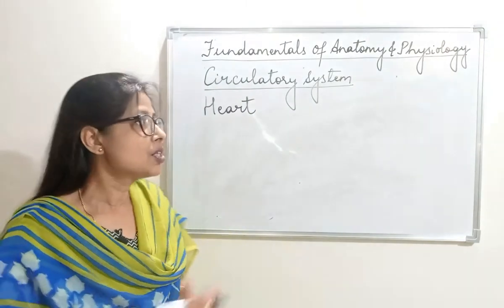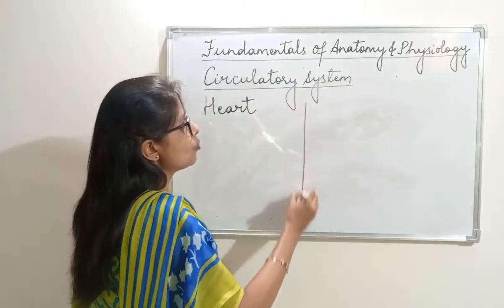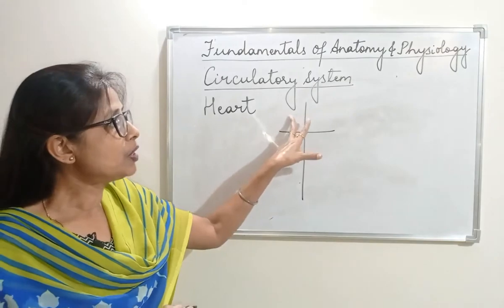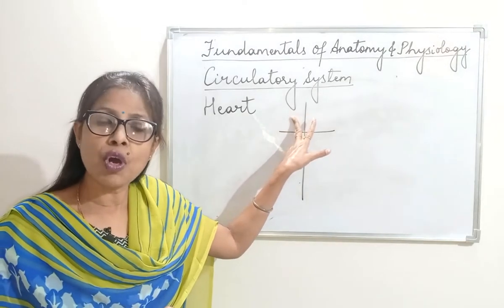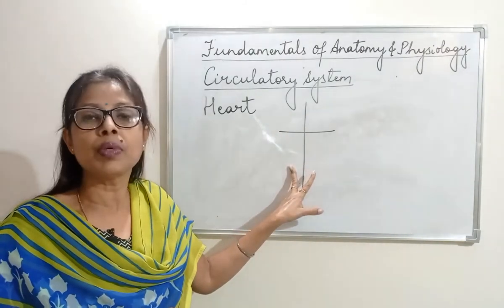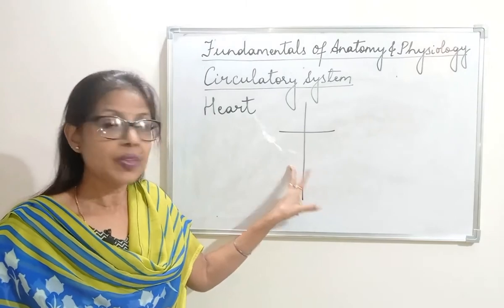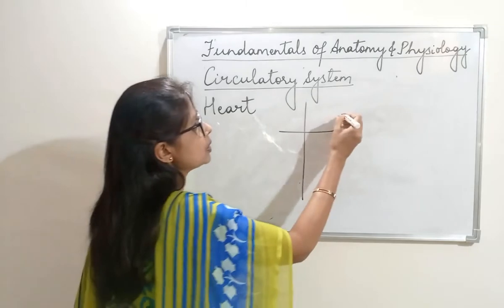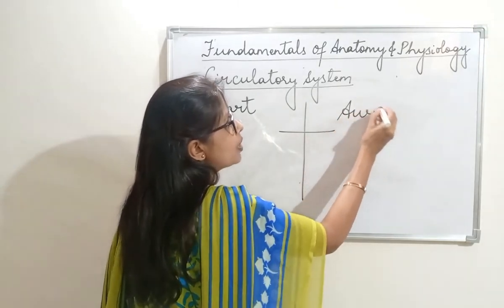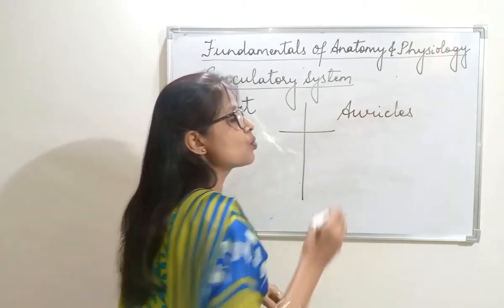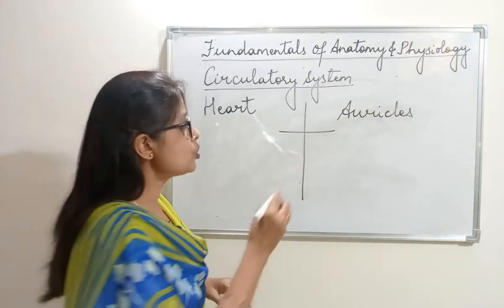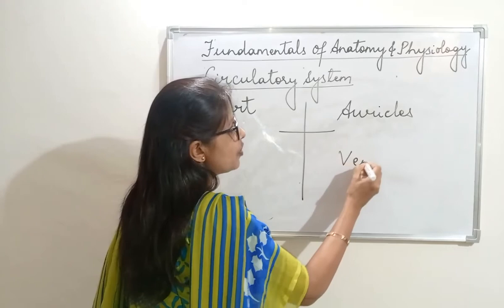It's the heart which has got 4 chambers. The upper 2 chambers are smaller and the lower 2 chambers are bigger compared to the upper ones. The upper 2 chambers are called the auricles, or they are also called atria. The lower 2 are called the ventricles.